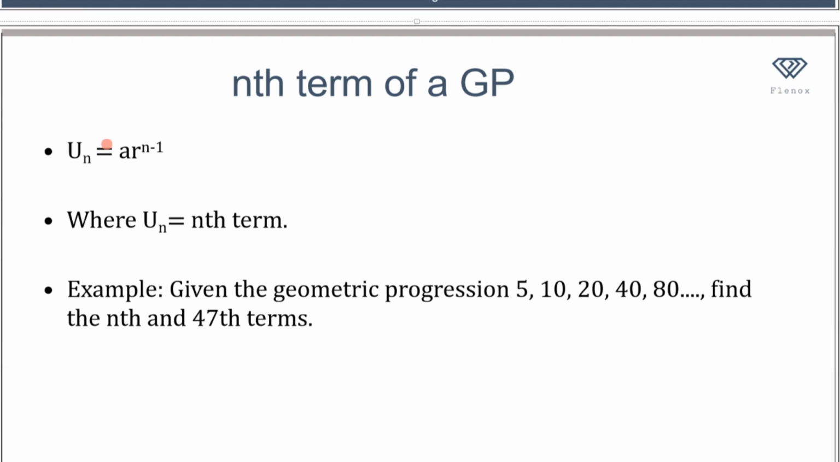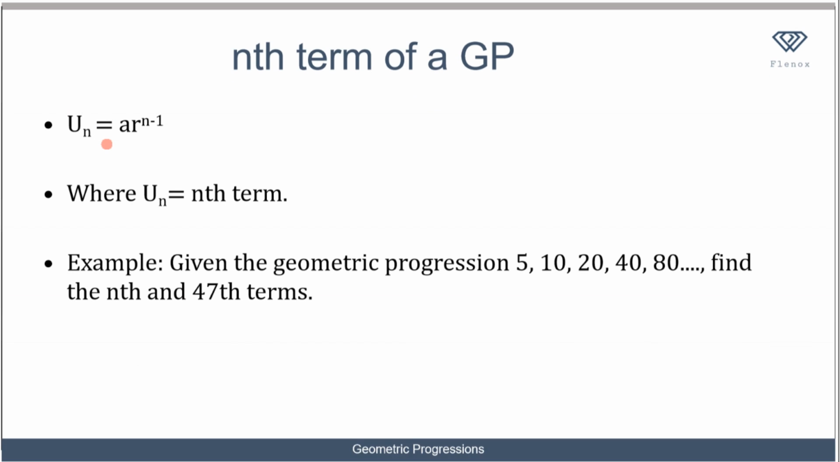So how do you calculate the nth term of a GP? The nth term of a GP is given by this formula: un is equal to ar raised to the power n minus 1, where a is the first term, r is the common ratio, and n is the term number. So let's assume that we are given the geometric progression 5, 10, 20, 40, 80. We are told to find the nth and the 47th term. So let's start out.